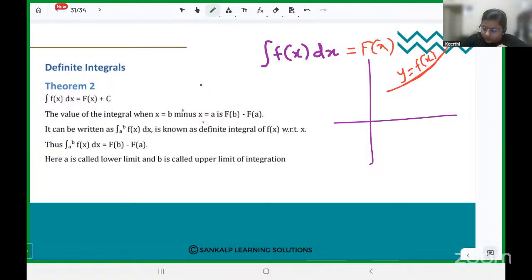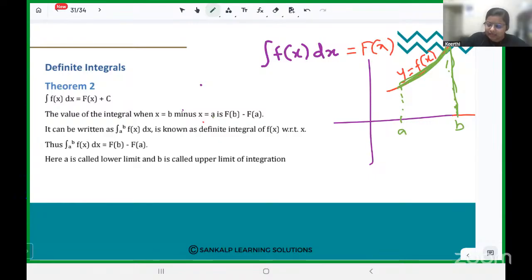Now what I'm going to do is limit this function to a closed interval. That is, if I choose here points a and b, x equal to a and x equal to b, and draw lines like this, which means I'm marking the ordinates. So here you can see that this function y equal to f of x is bounded within a and b. It means x varies only from a to b. That is the meaning of it.